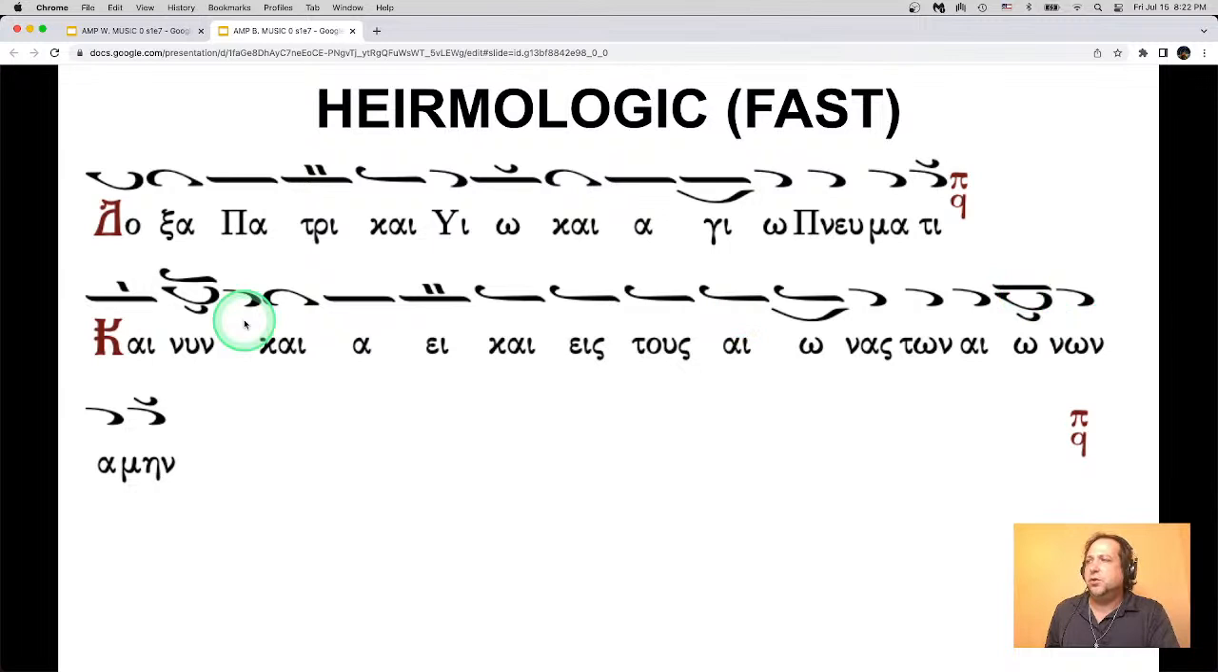You might be more familiar with hearing it like this. So that's kind of how a full ornamented version of that phrase would sound.